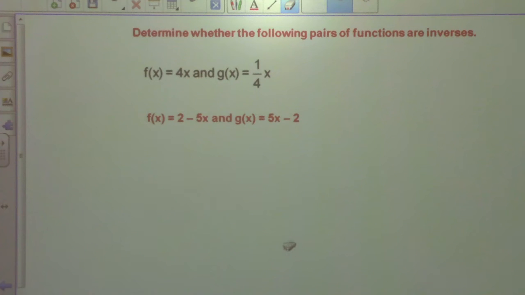Okay, next. Determine whether the following pairs of functions are inverses. And I think on your test you can have 4 examples, and I only put down 2 of them. You're going to be able to choose, yes, they are inverses, or no, they are not. So this first pair of functions, are these inverses of each other? Yes. Yes, thank you, Bryce.